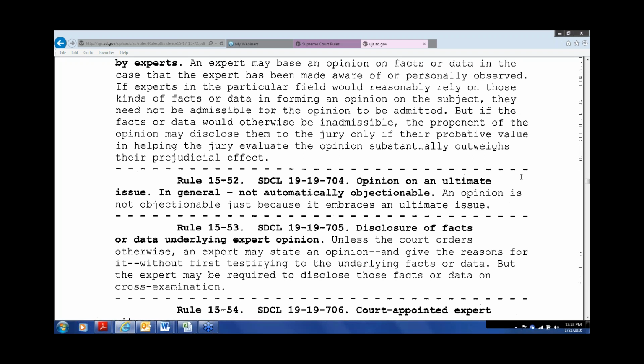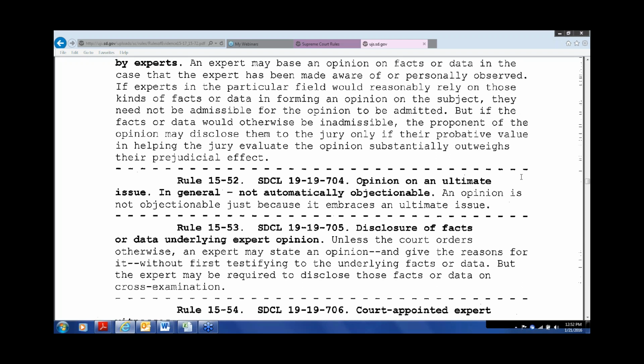And here's the deal on 704. 704 says that opinion testimony is not objectionable simply because it reaches the ultimate issue in a case. It does not mean that testimony is automatically admissible, it just means that it's not automatically excluded because it reaches the ultimate issue. We were late in adopting that rule. It wasn't until the early 90s that the court did adopt it, so we've had it for about 20 years.